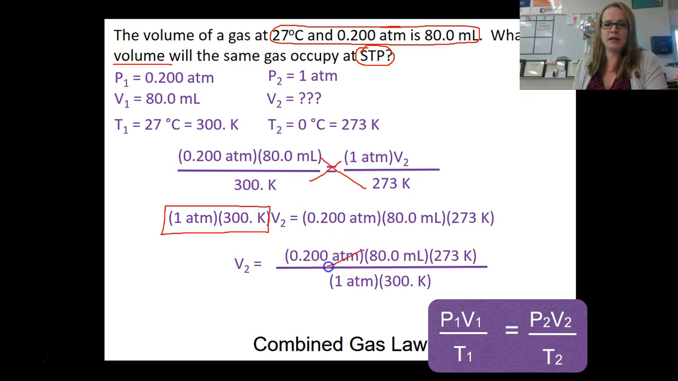When we do that, atmospheres go bye-bye, Kelvin go bye-bye. Using my units, it's time to check my work, and I end up with milliliters. And I have 14.6 milliliters.